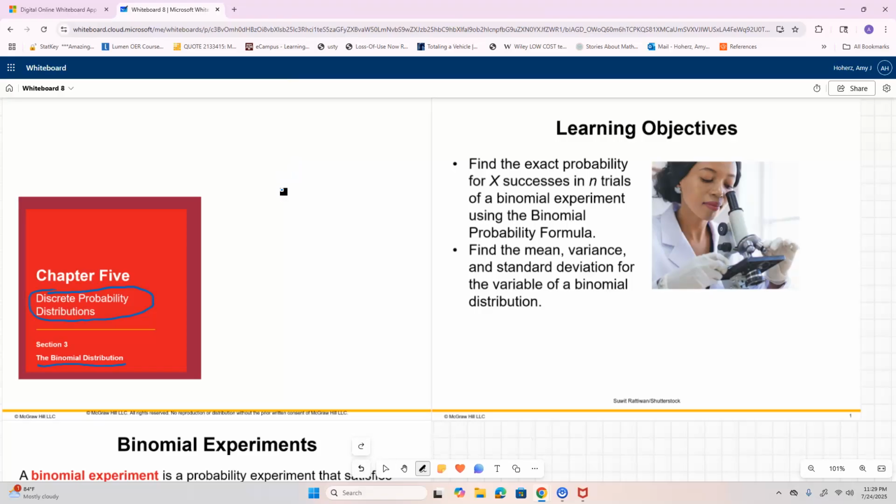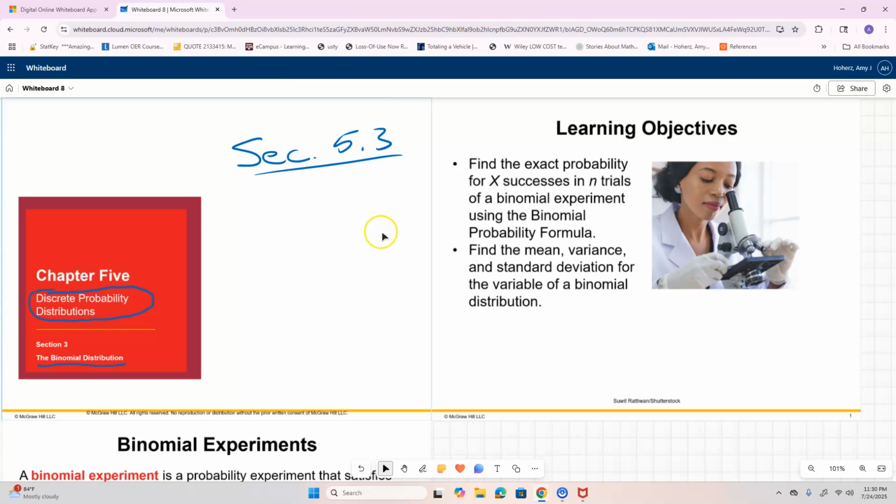Our learning objectives, and again this is section 5.3, and we're going to find the exact probability for X successes in N trials of a binomial experiment, which doesn't make a lot of sense until we talk about what a binomial experiment is, what a binomial is, but we will be doing that. And then once we have all that defined, we're also going to learn how to find the mean, the variance, and the standard deviation for a binomial distribution.